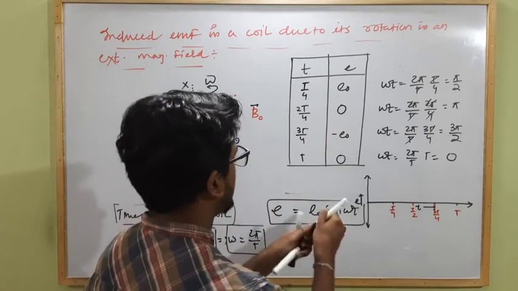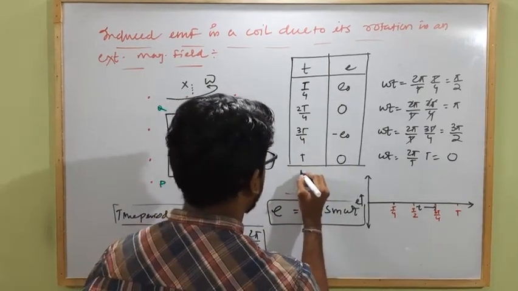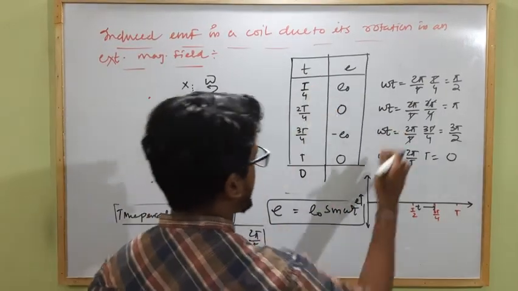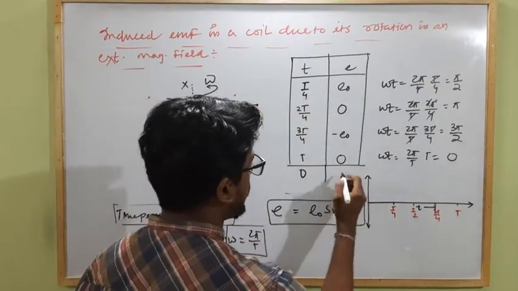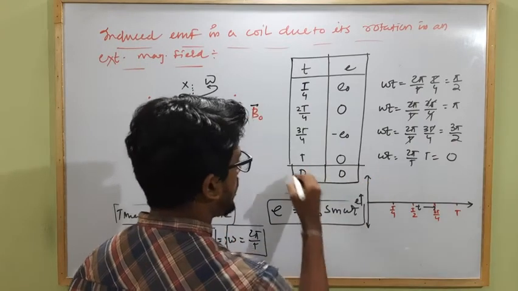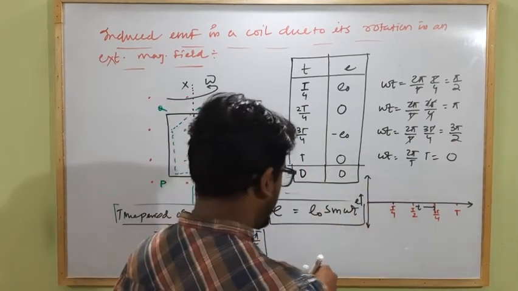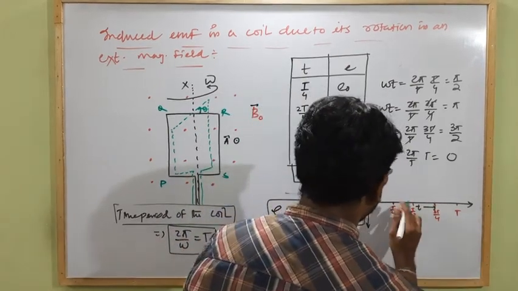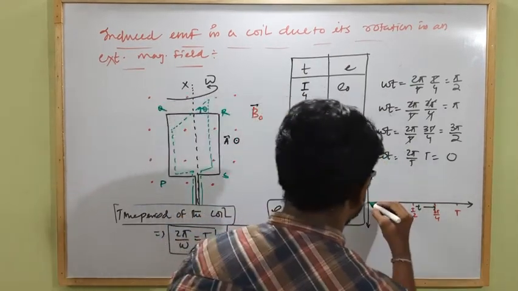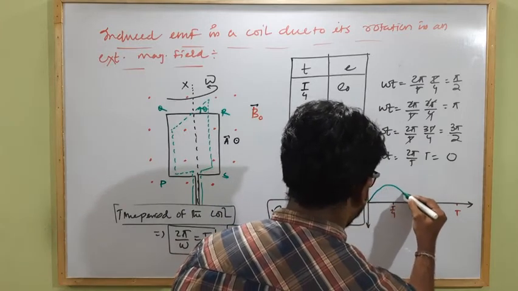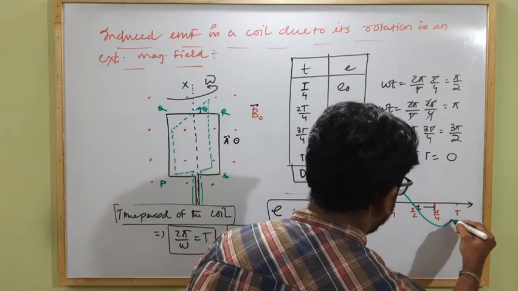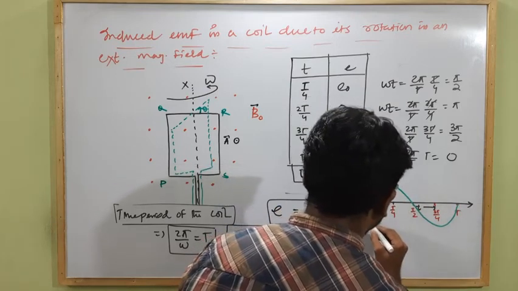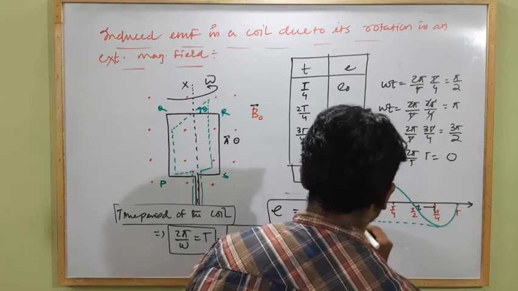If t equal to 0, what is the value of E? Putting t equal to 0, sin 0 will be 0. So at time t equal to 0, the value of induced EMF is 0. So it will start from here, 0. And at t equal to T/4, it is E₀. So it will be like this. Then 0, then negative maximum, then 0. So here the value is E₀, and here it will be the value of minus E₀.